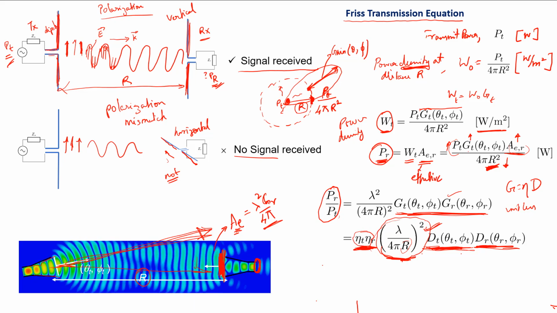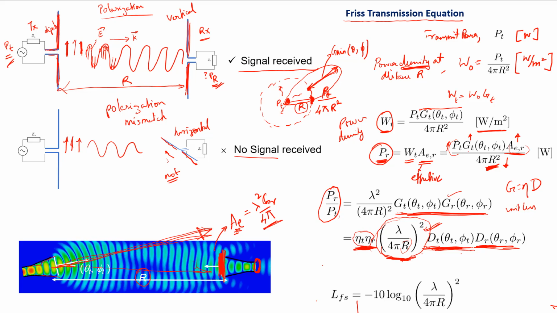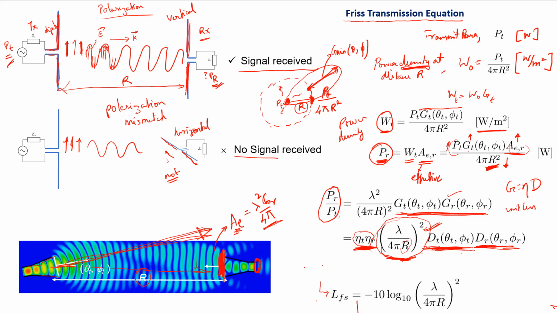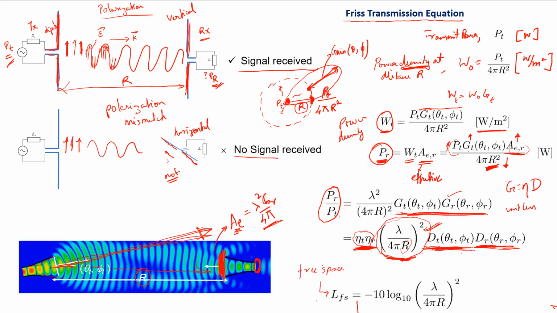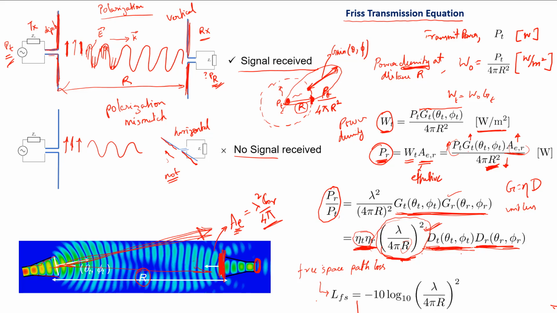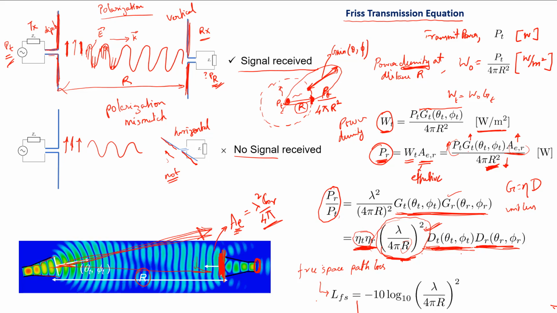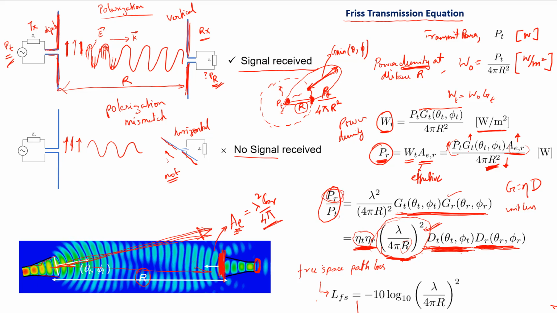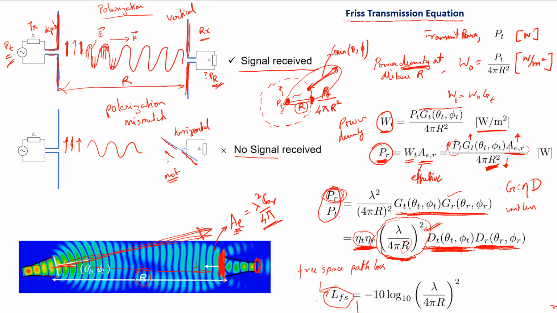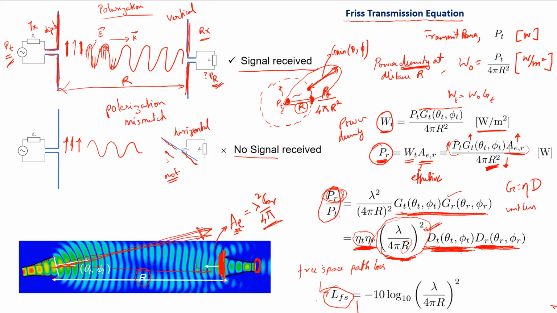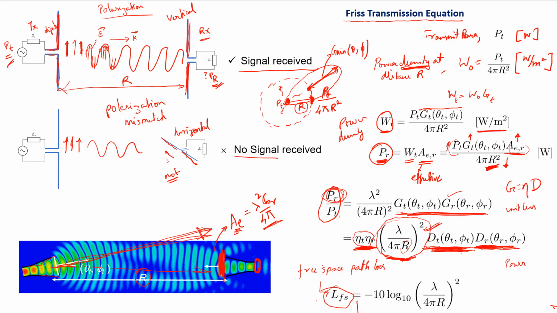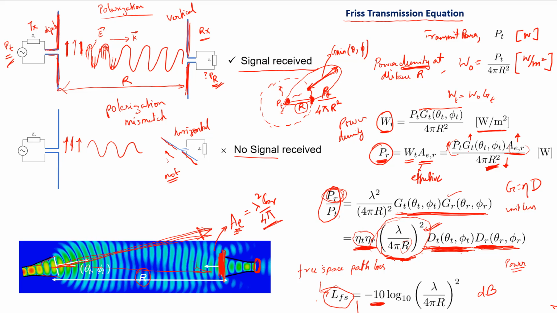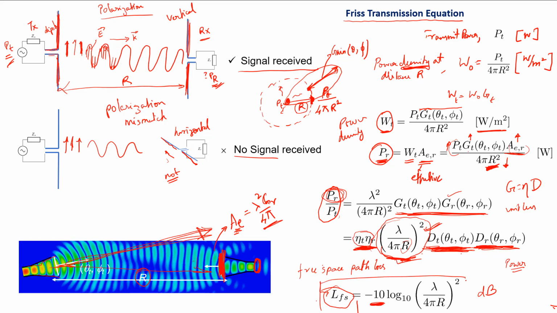It is inevitable. And that term, lambda over 4 pi r the whole square, is what we call the path loss, represented by the symbol L here. We call it the free space path loss. So this is by the physics, we can't get rid of it. While we can increase the directivities of the transmitter and the receiver to increase the received signal, we have to live with this loss that happens in free space. Since we are looking at power in dB, the free space loss is going to be minus 10 log of this whole term here. So that is going to be the expression for the free space path loss.